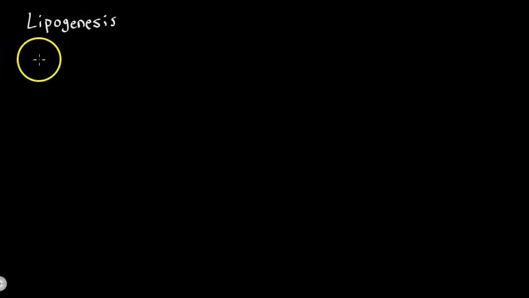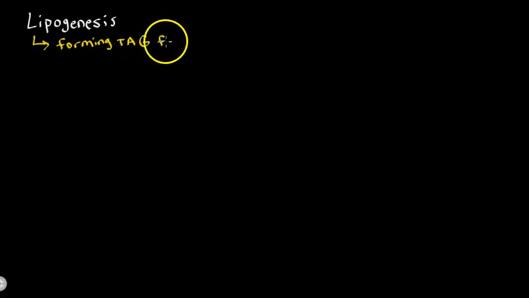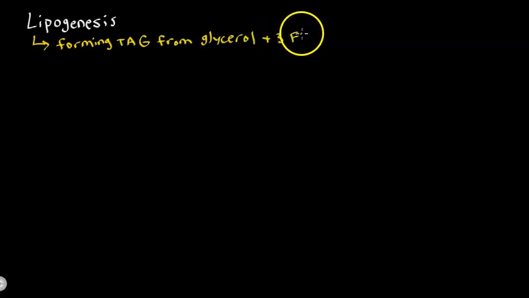And we get them from combining two molecules. So let me write this down. Lipogenesis is the process where you're forming triacylglycerol from two components, from glycerol and three fatty acids. So let's actually draw them right here.